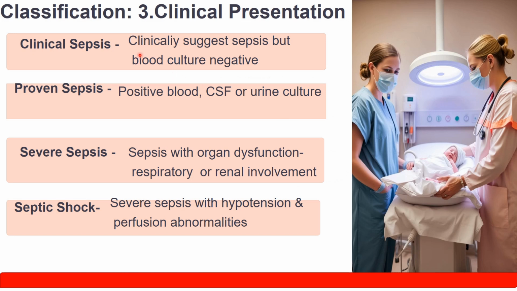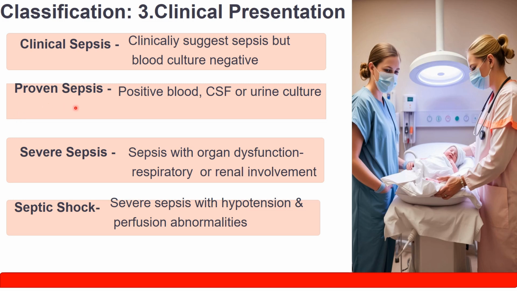Now, type 3 classification is based on the clinical presentations. Here, number 1 is clinical sepsis. This is when the baby is having clinical signs and symptoms suggestive of sepsis, but the organism is not isolated in the culture, so this is a culture negative sepsis.